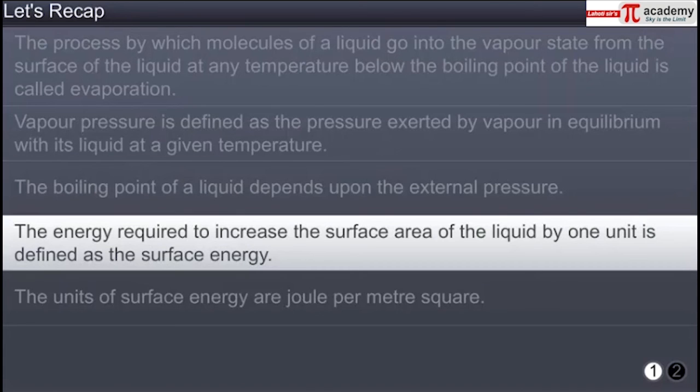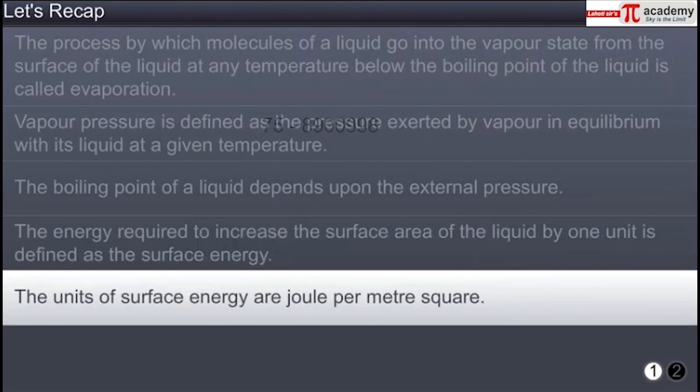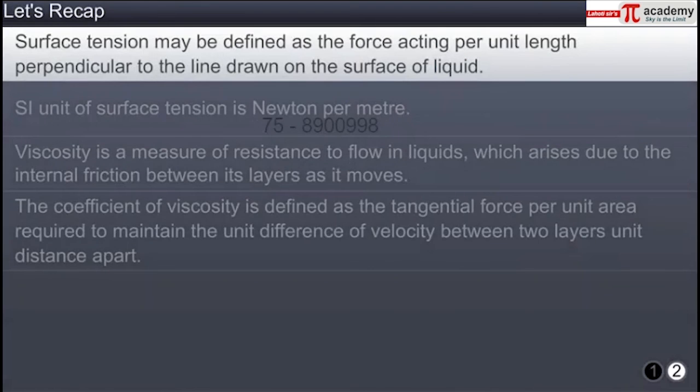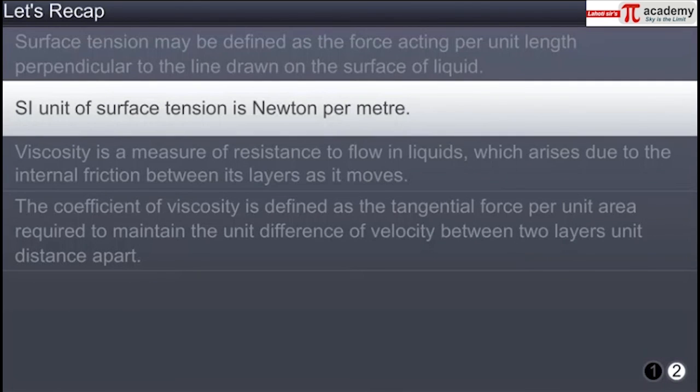The energy required to increase the surface area of the liquid by 1 unit is defined as the surface energy. The units of surface energy are joule per meter square. Surface tension may be defined as the force acting per unit length perpendicular to the line drawn on the surface of liquid. SI unit of surface tension is Newton per meter.